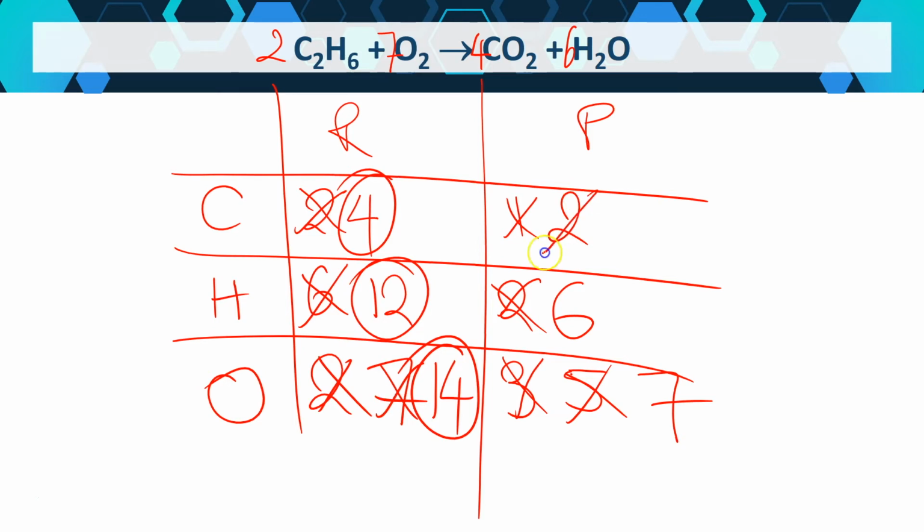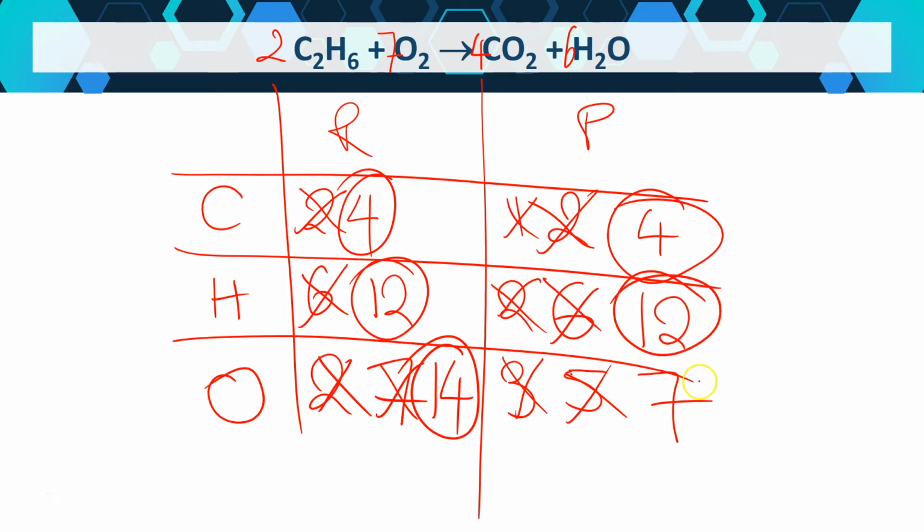Hopefully we get that on our product side. Carbon, 4 times 1 is 4. So that's good news. That works. Okay. Hydrogen, 6 times 2 is 12. So that also works. And finally, our oxygen, we've got 4 times 2, which is 8, plus 6. 8 plus 6 happens to be 14. There we go. So that's how we can balance that reaction.